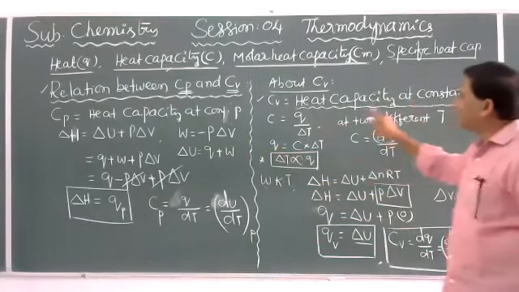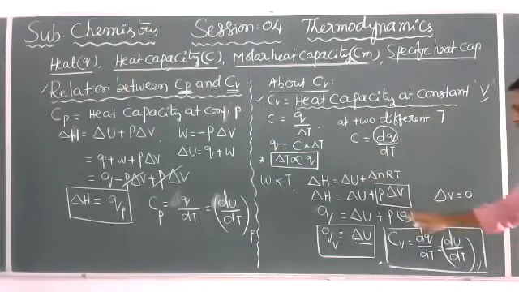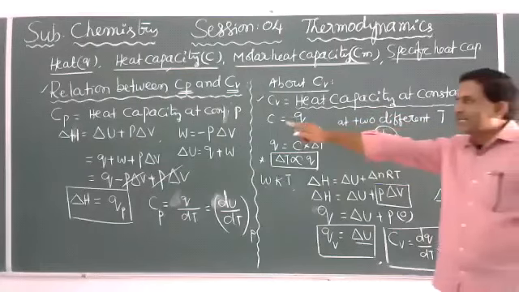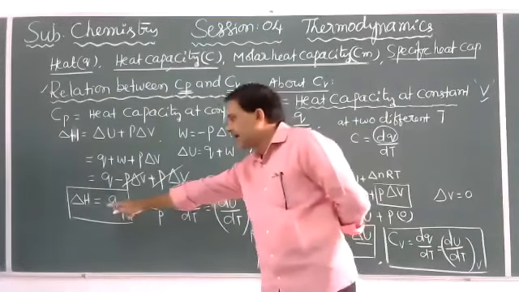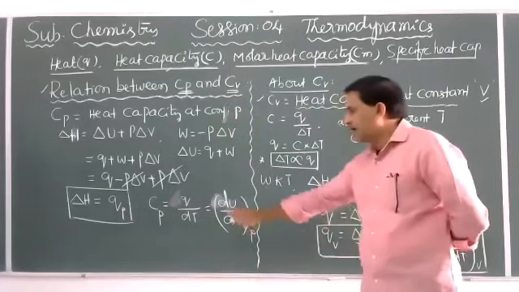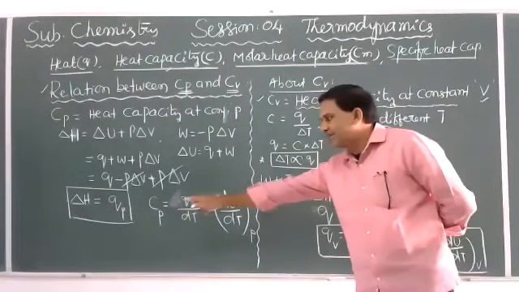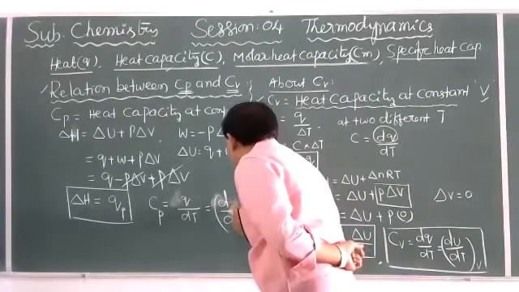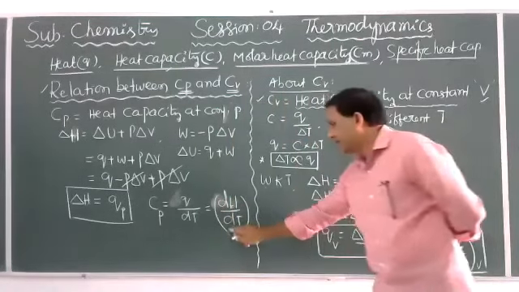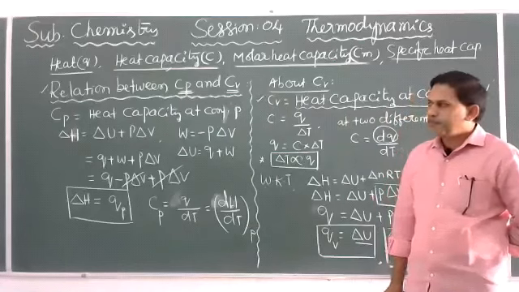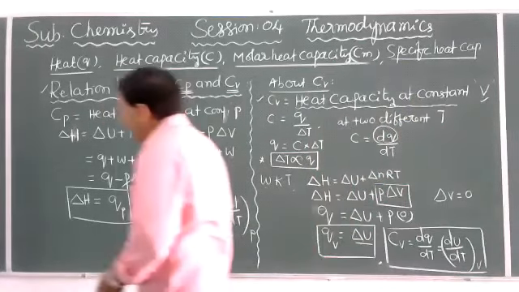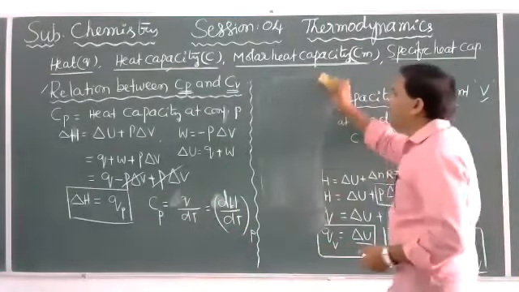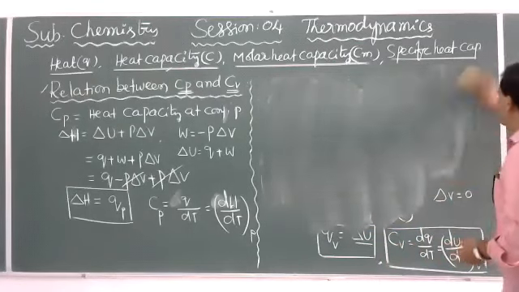Clear? Heat capacity at constant volume. In this manner, we can easily derive the Cv value, and also the heat capacity at constant pressure. In this manner, we can easily derive delta H is equal to Qp, and Cp at constant pressure. Heat capacity at constant pressure is equal to delta H by delta T at constant P. By using these two, we can easily derive one important derivation, that is the relation between Cp and Cv.